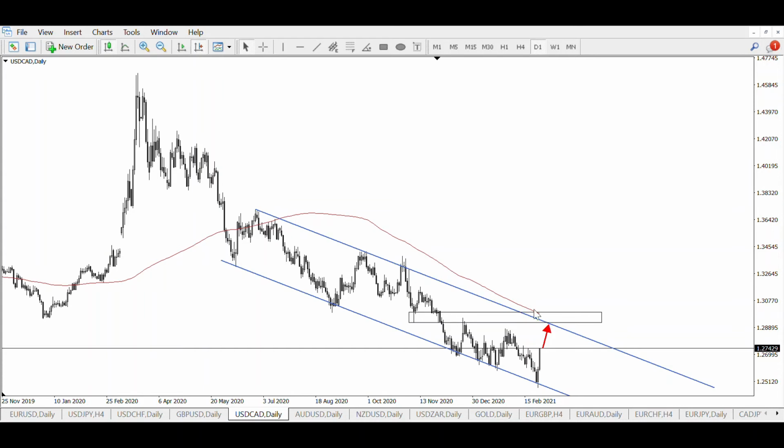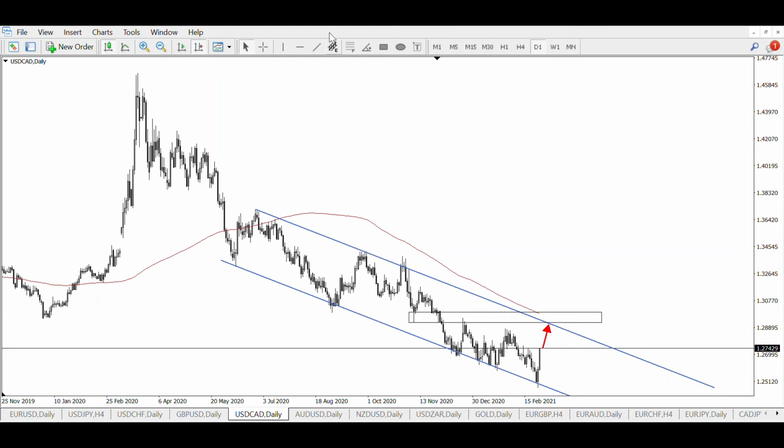So with price coming into this confluence, this confluence of resistance, so a confluence is a resistance or a support point where more than one support or more than one resistance meet. So here's my first resistance and this is my second resistance, and that makes this my confluence area.